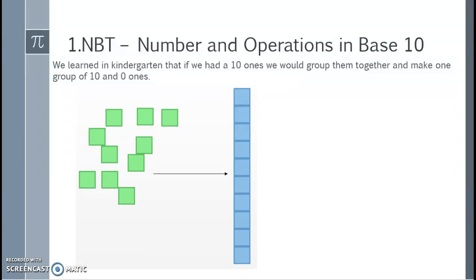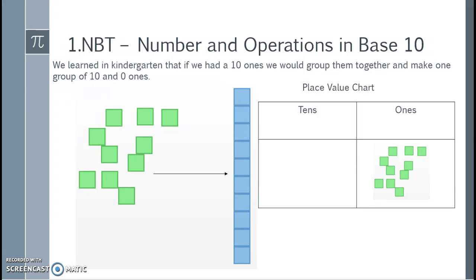So we learned in kindergarten that if we had a group of 10 ones, we could group them together and make one group of 10 and 0 ones. So I've got some base 10 pieces here. I've got 10 individual units on the left, and I'm going to group them into what we call a long or a group of 10 for now.